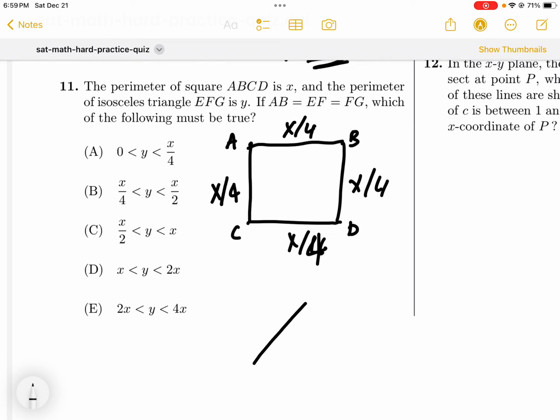And then we have the perimeter of isosceles triangle EFG is y. So this is our isosceles triangle EFG. I'm going to pretend EF and EG are the equal sides. Or no, they tell us two equal sides. Never mind. EF equals FG, right? Equals AB. So if AB is x divided by 4, then so are EF and FG. So I'm going to write that down in the figure right here.